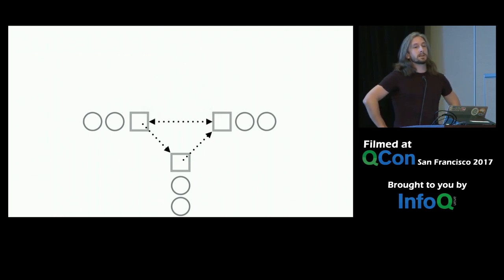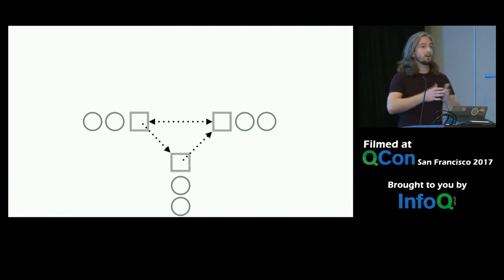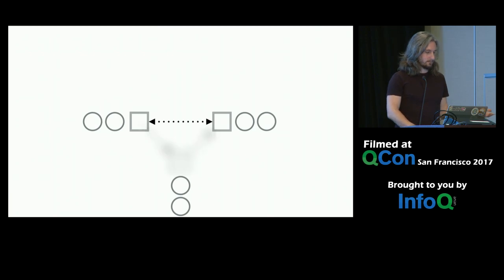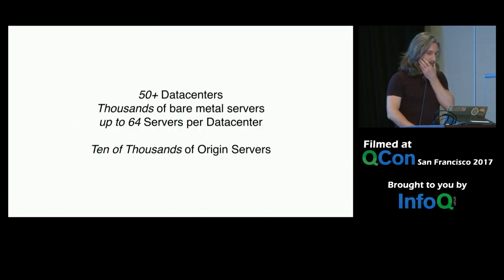If an individual server inside one of our data centers fails, we need to make sure that the work that server was doing is taken over by someone else. Okay, great. So what we're talking about here is 50 plus data centers spread around the world, anywhere between 4 and 64, sometimes more servers in each data center. Talking about thousands of servers then, and we're also talking about tens of thousands of origin servers that we're worrying about health checking. All right.